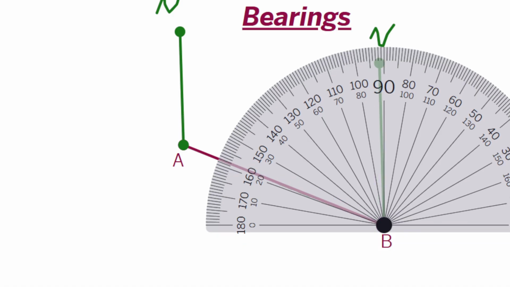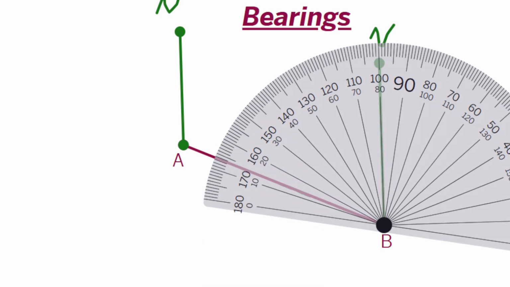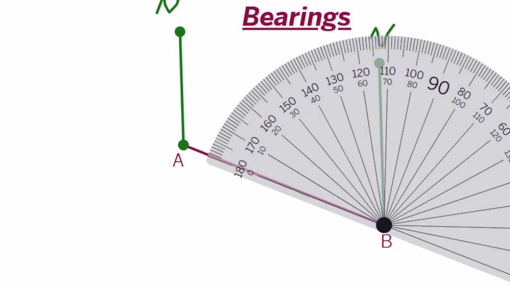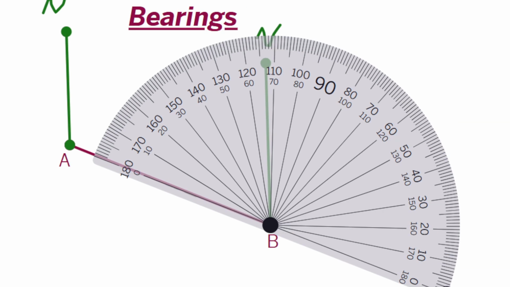Since it says from B, we put it here. Now move it so that the 0 is on the line. That's very good. You see the 0 is exactly on this line. Now it's better, isn't it? Now what angle should we measure? Many of you would say we measure this angle, which is wrong. This is now a very important point.